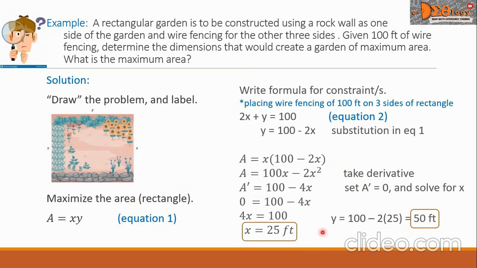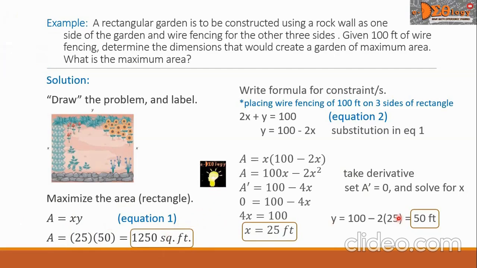Now, let us find the maximum area. Let us substitute the values of x and y in formula 1. So we have A equals 25 times 50, and this is equal to 1250. The unit of measurement is square feet. This is the maximum area. These are now the final answers.